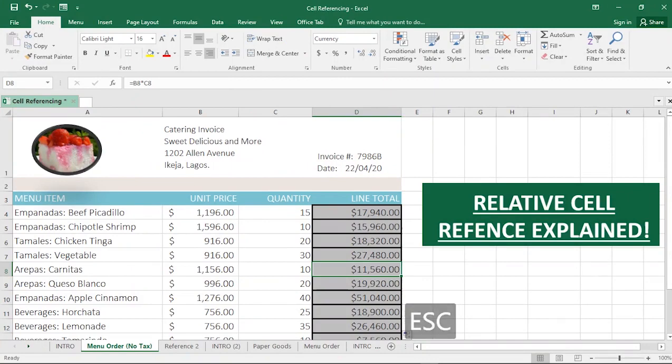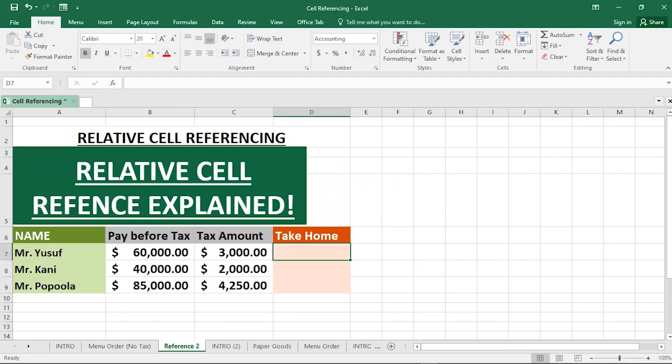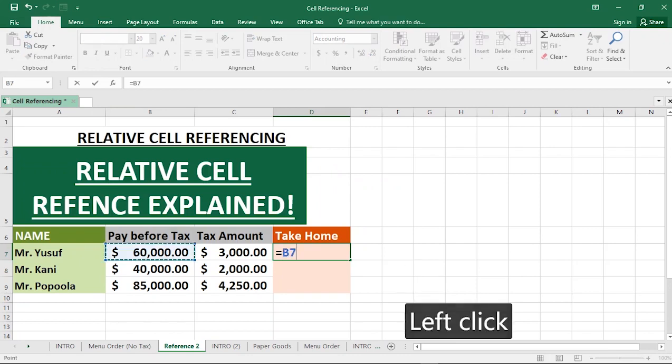Now, the second example we are going to be looking at is even easier to relate with. This is an Excel table. This table shows the names of some people as well as their pay before tax, the tax amounts, and their take home. To get the take home, you just need to subtract the tax amount from the pay before tax. So hitting equal to, this minus this will give you your take home.